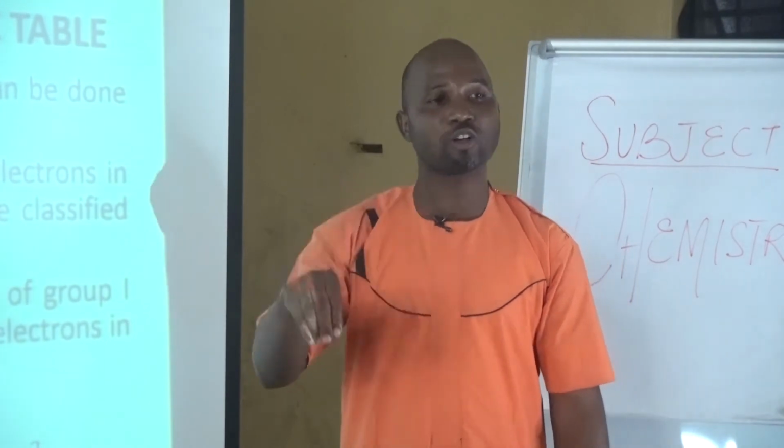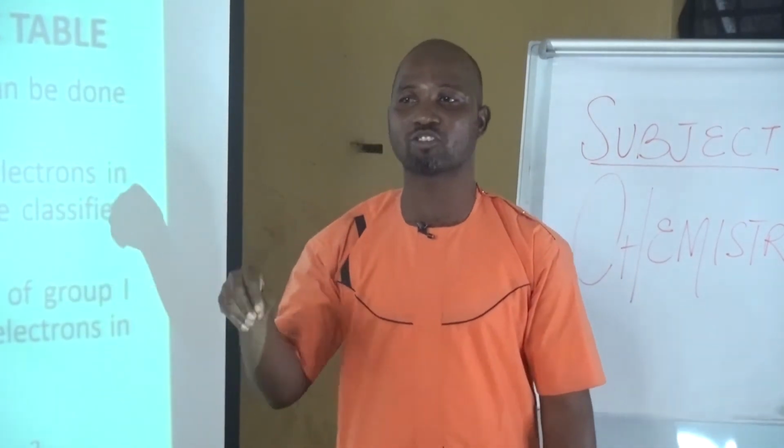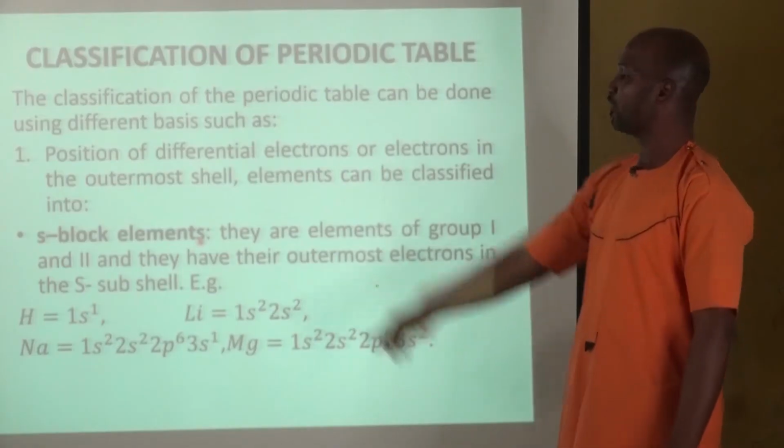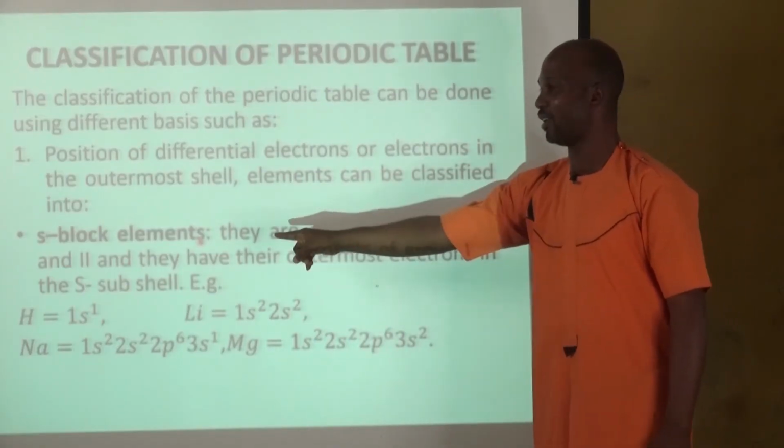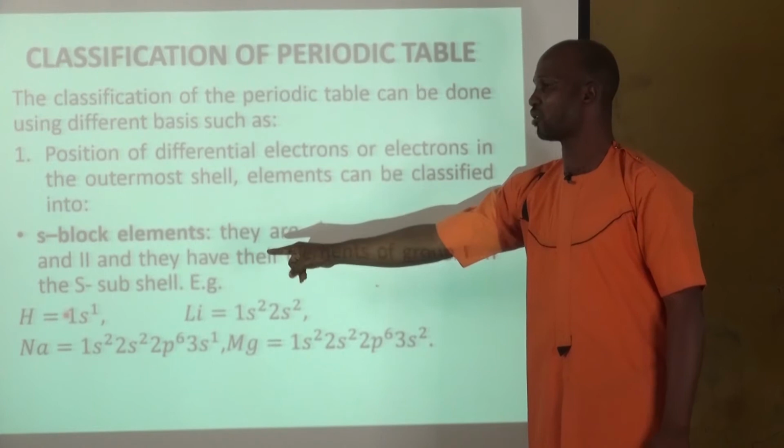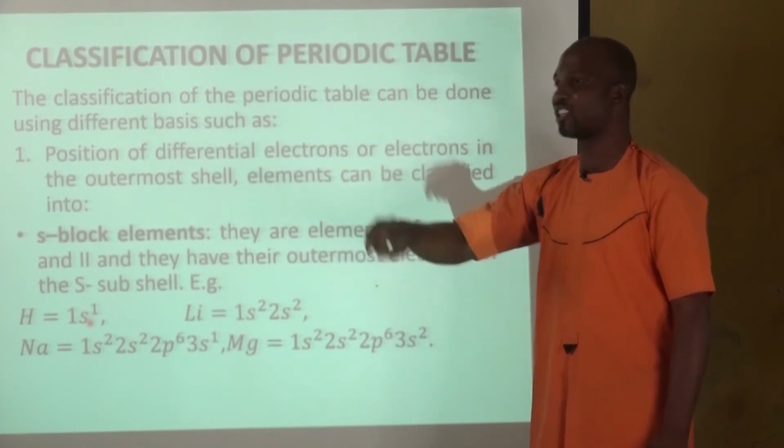Why? Because their outermost electrons are found in the s subshell. Let's look at the example. You can see hydrogen is 1s1. The outermost subshell is s, 1s, and that's why it's called an s block element.